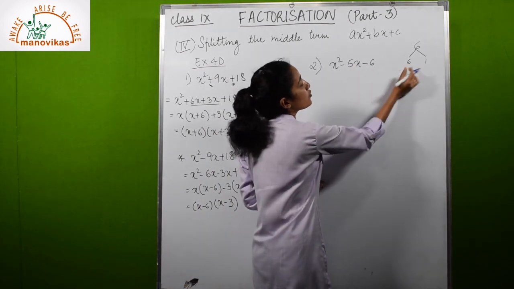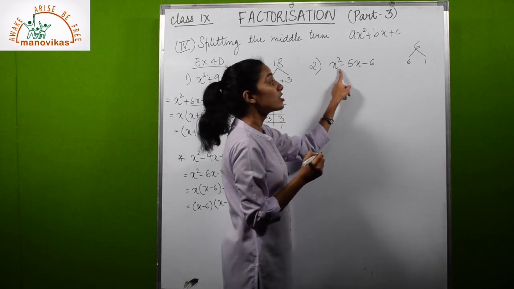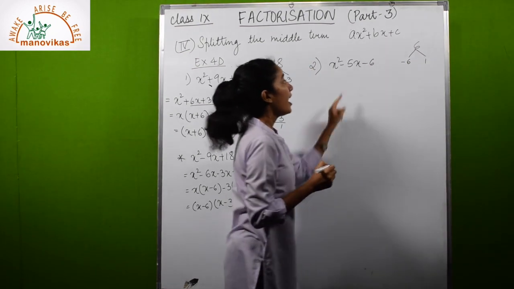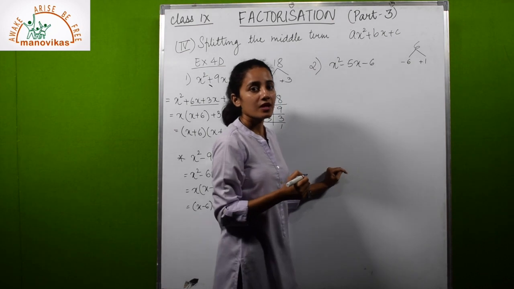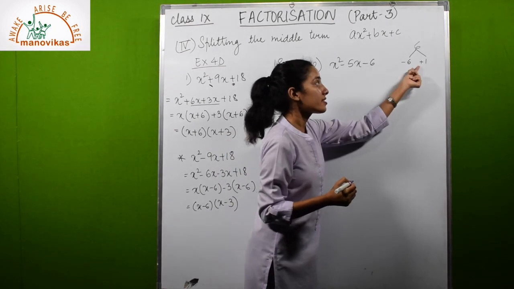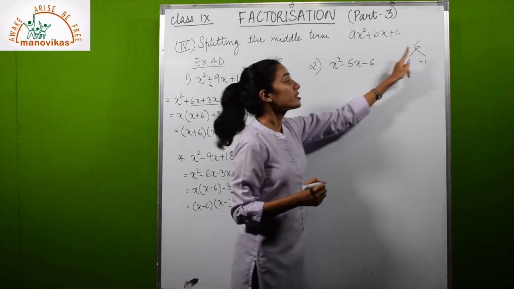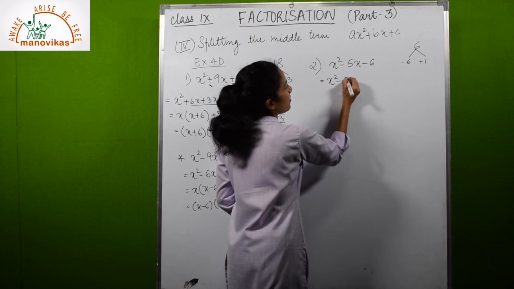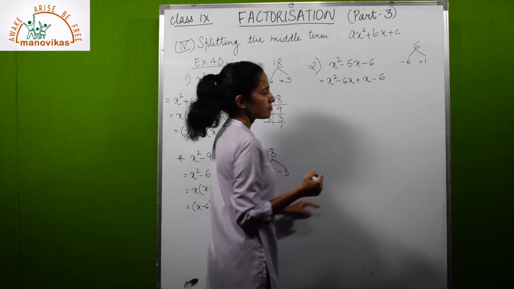Now here, since you are subtracting the factors, note that this first sign will go only to the highest factor, that is negative 6. And the opposite sign always goes to the lower factor. When you have to subtract the factors, the first sign only goes to the larger factor and the opposite sign goes to the smaller factor. So writing it down, I have x squared minus 6x plus x minus 6.